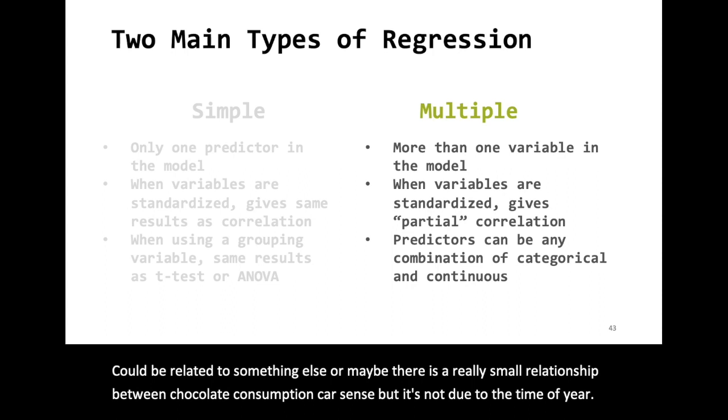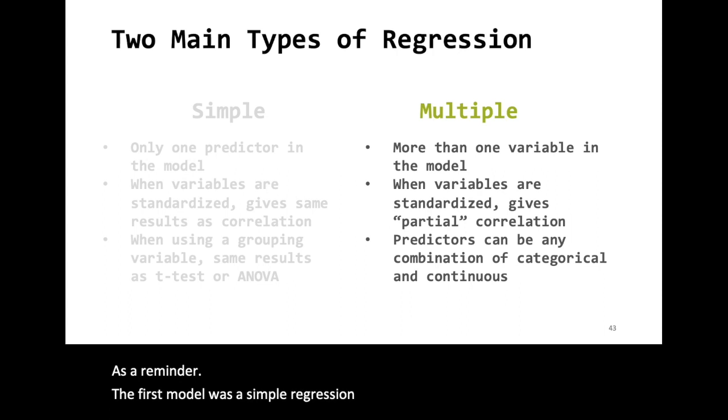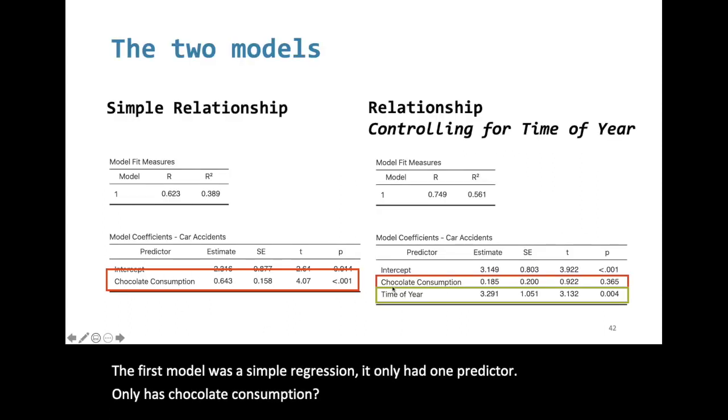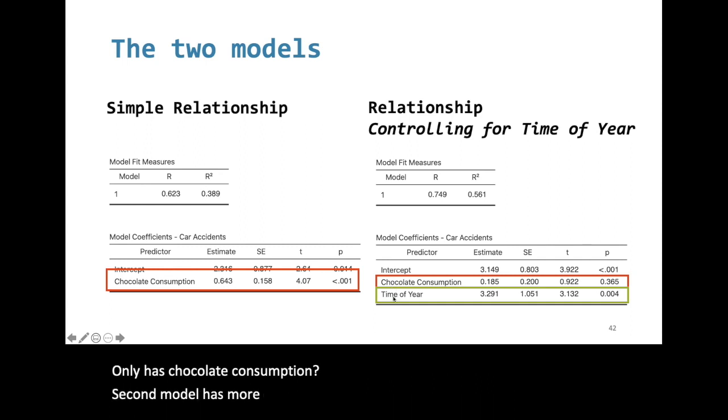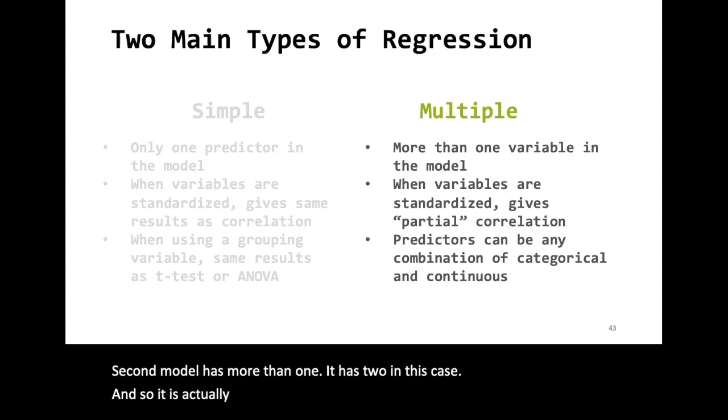As a reminder, the first model was a simple regression. It only had one predictor. It only has chocolate consumption. The second model has more than one. It has two in this case. And so it is actually a multiple regression.